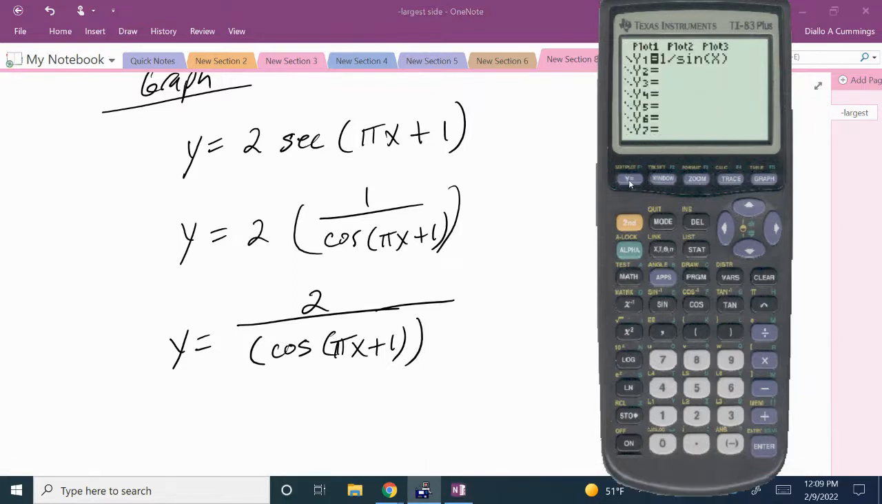So now I'm going to go back to y equals, and I'm going to put in the function 2 divided by, and I'm going to use a begin set of parentheses, the cosine of pi times x plus 1. I'm going to close off the argument for cosine, and I'm going to close off the denominator. Since my scale was going from +3 to -3, I'm simply going to hit zoom and standard.